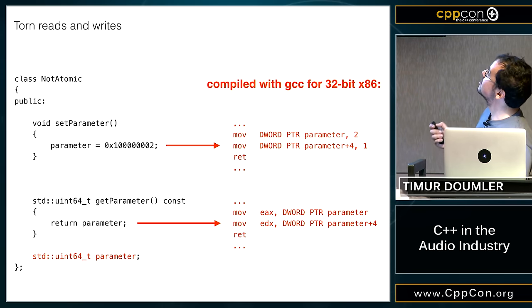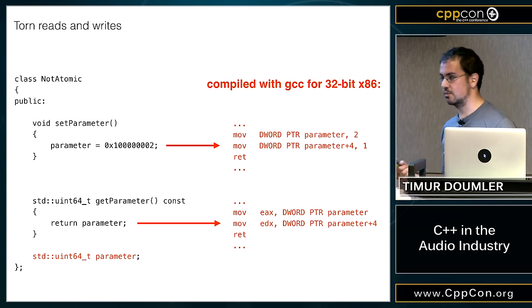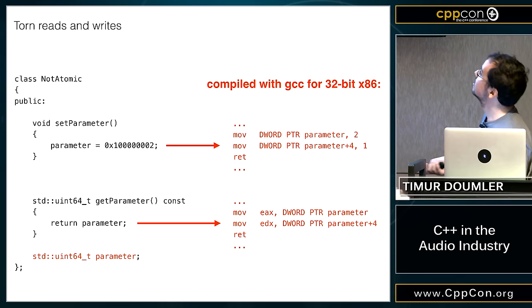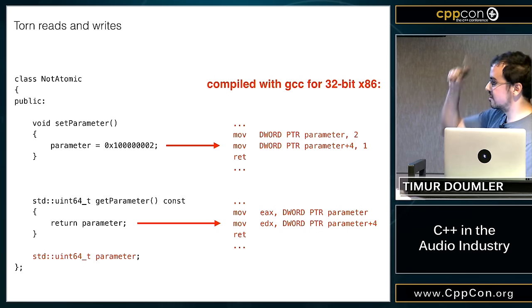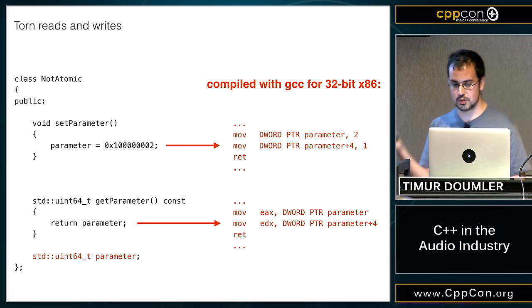So actually, GCC, even if the system is 64-bit, if you compile a 32-bit plugin or program, then these will be two reads, for the least significant bit and for the most significant bit, and these will be two writes. So if you write the value here, then here you will actually see maybe a value where you see this byte, you will see this part of the number, but not that part. So you will see an in-between value, and that can even happen with fundamental types.